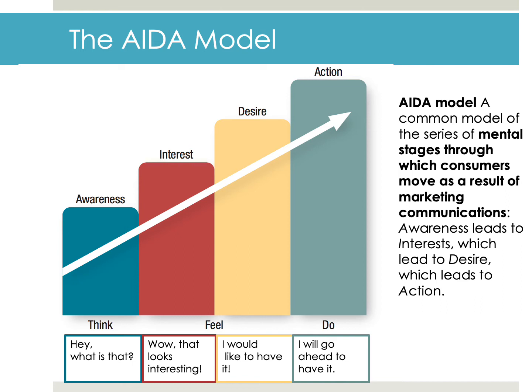Generally, marketing communications move consumers stepwise through a series of mental stages, for which there are several models that marketers use. The most common model is the AIDA model, which suggests that awareness leads to interest, which leads to desire, which leads to action. At each stage, the consumer makes judgments about whether to take the next step in the process or not.